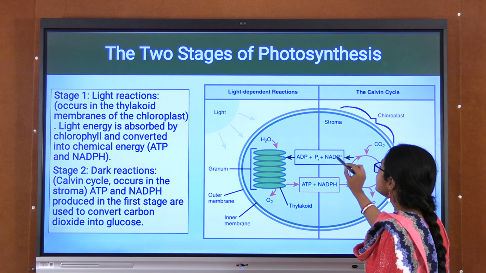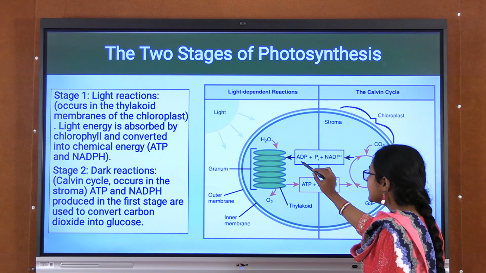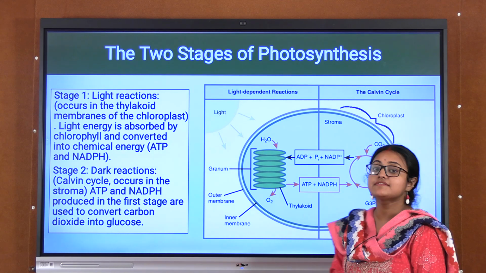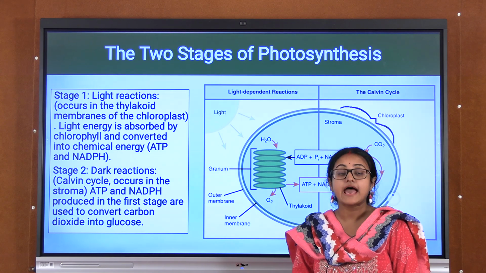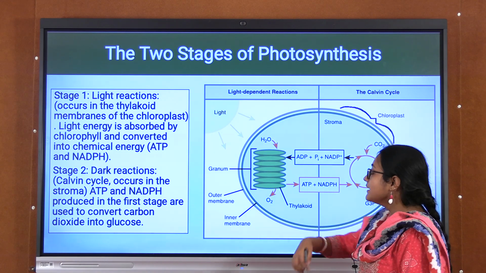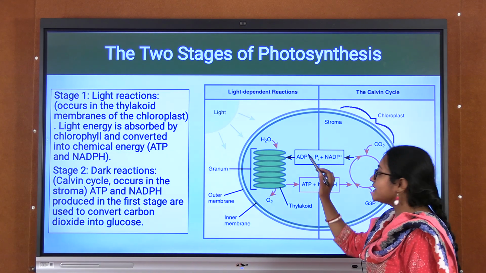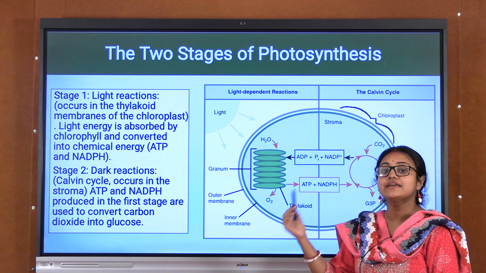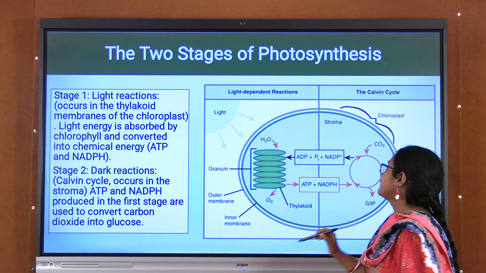Here it is NADP plus, and ADP plus Pi. ATP means adenosine triphosphate and ADP means adenosine diphosphate. When the triphosphate breaks down, it becomes ADP, adenosine diphosphate, and one extra phosphate, which is the inorganic phosphate.